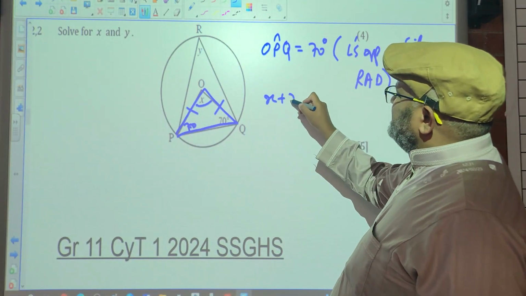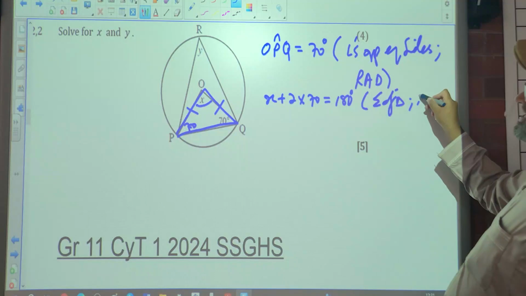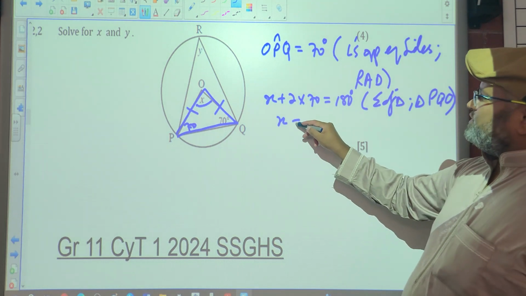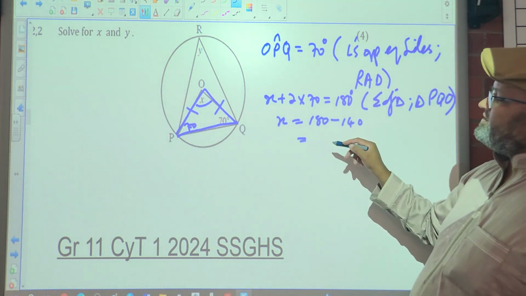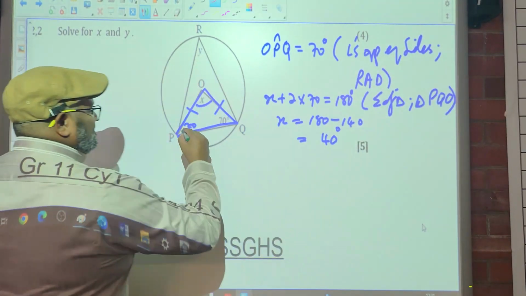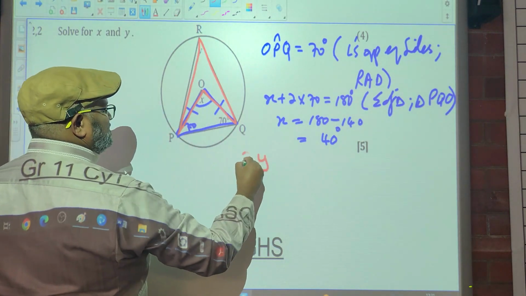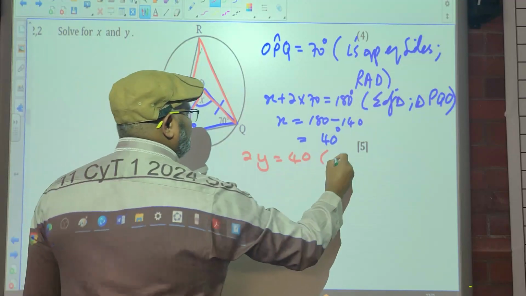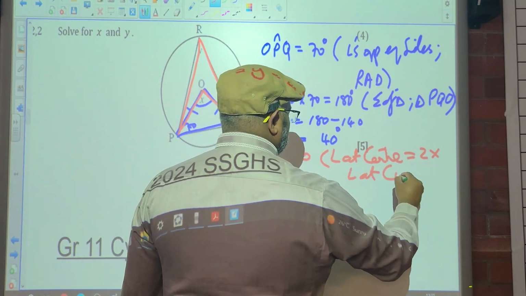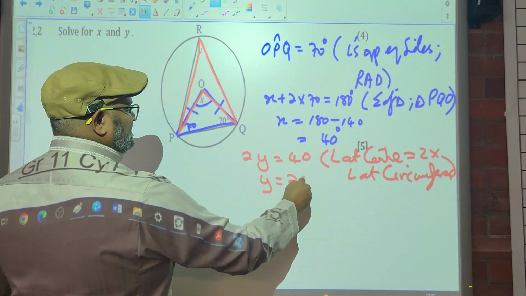So x plus 2 times 70 is equal to 180. Why? Sum of angles of triangle POQ. So x is equal to 180 minus 140, which is 40 degrees. Now we go, angle at center is twice angle at circumference. So 2y is equal to 40. Why? Angle at center equals 2 times angle at circumference. So y works out to be 20 degrees.